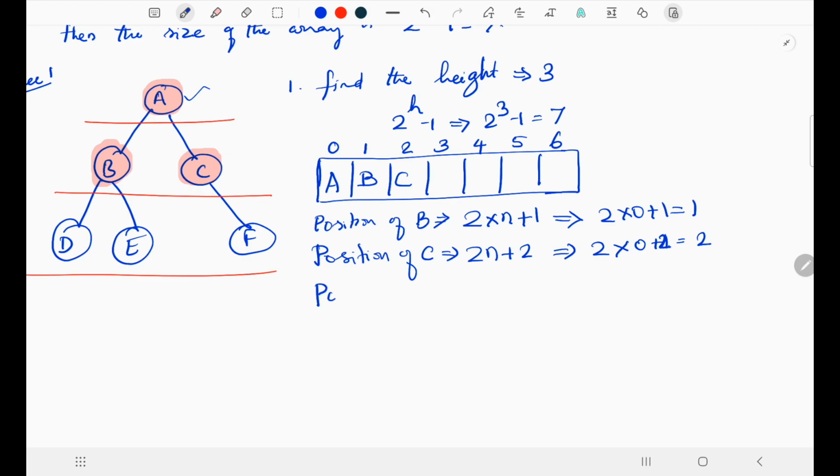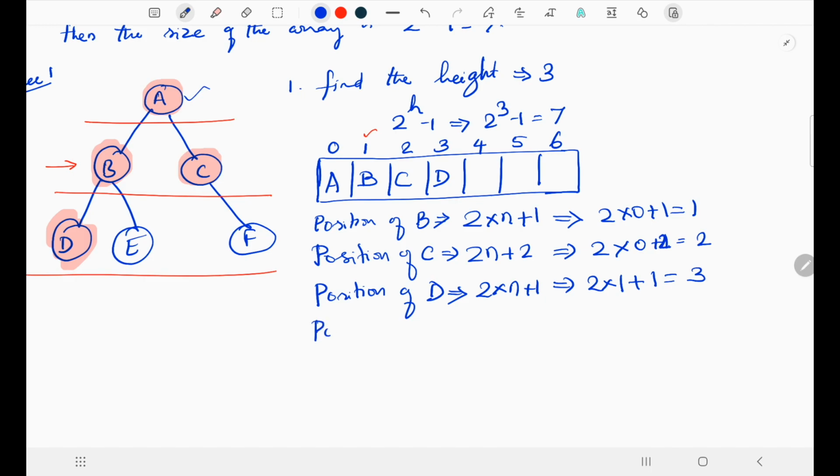Similarly, position of D. Who is the parent for D? B is the parent for D. So what is the index of B? It is 1. D is a left child, so 2n plus 1, which equals 2 into 1 plus 1, so it is 3. So D occupies the third index.